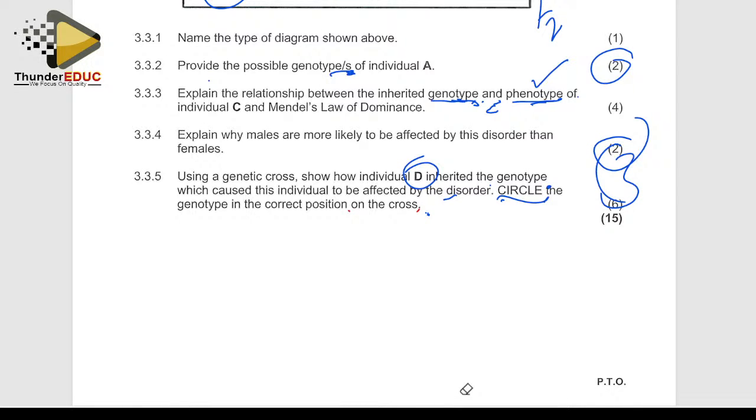They're not saying, sir, read the question. It says show how individual C inherited the disorder. It is not supposed to be P1. They say: explain using a genetic cross how individual D inherited the genotype which caused this individual to be affected by the disorder. They're not saying individual C. Individual C was mentioned up here.